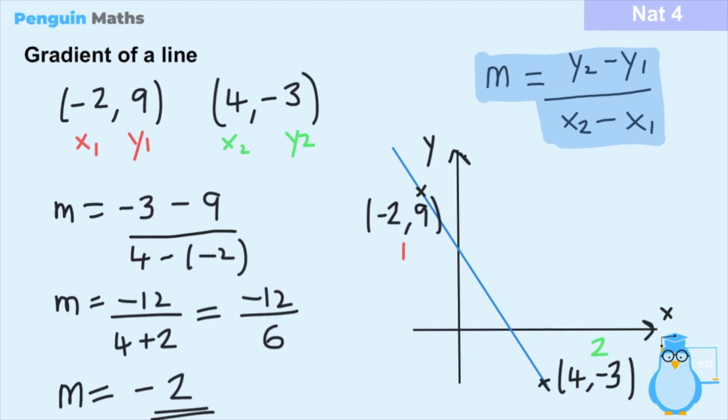And as you can see, if we do this sum correctly using this equation, it works out in the end. We already have the negative sign in the gradient, and we know that's correct because the line itself is sloping downwards, which means that we're going to have a negative gradient.